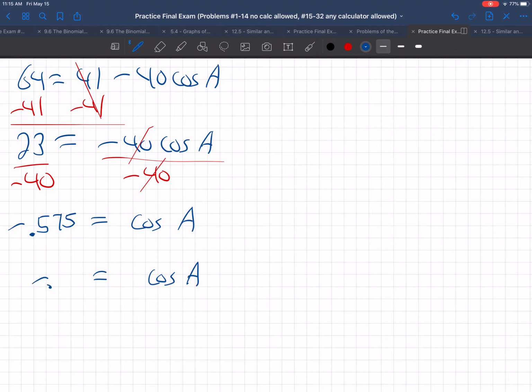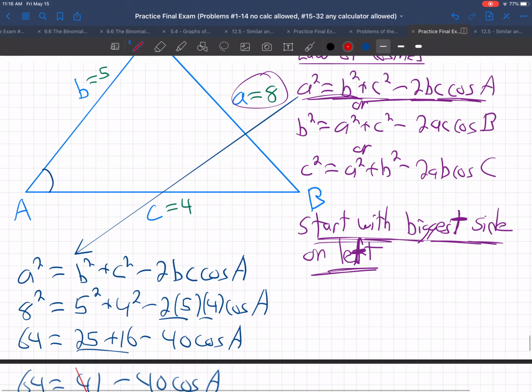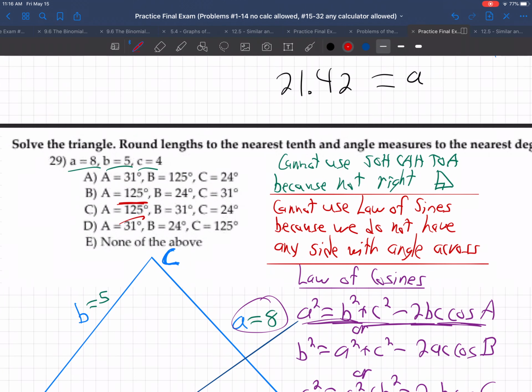So instead, how do you get rid of that cosine? You've got to get rid of that cosine. What's going to get rid of that cosine? Cosine inverse. Whatever you do to one side, you have no choice but to do the same thing to the other. These cancel. Capital A is alone. Other side, hit the buttons on your calculator. Cosine inverse of negative 0.575. I'm getting 125.1 degrees. So that's capital A. We've got it. Let's go back up. We've already got one answer, 125 degrees rounded to the nearest whole number.